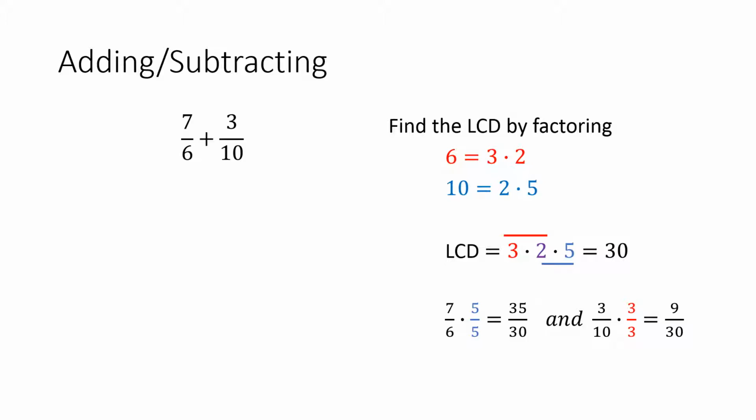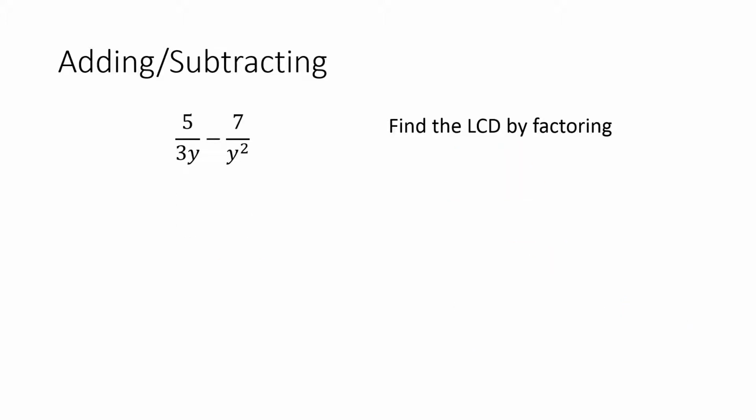Now, I take my two equivalent fractions, bring them back. Right? The 7 over 6 becomes 35 over 30. 3 over 10 becomes 9 over 30. Add the tops together. 35 and 9 is 44. 44 over 30, well, we'll reduce that. Right? Find any common factor. In this case, it reduces to 22 over 15, and that's what we want to record as our final answer.